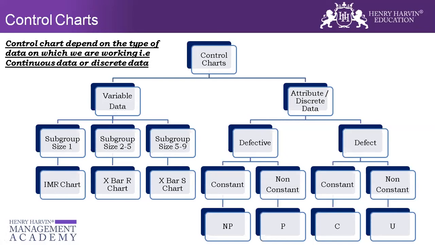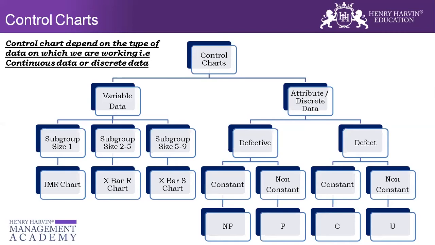This is a different meaning of subgroup here, which I will explain later. If my subgroup size is 1 and my data is continuous in nature and I've reached the control phase and I want to know whether my current performance is within the control limit or not, I will use an IMR. If my subgroup size is 2 to 5, then I will use an X bar R chart. R referred to as range here.